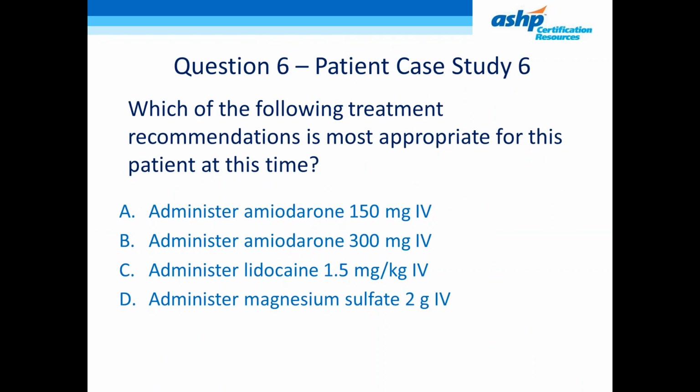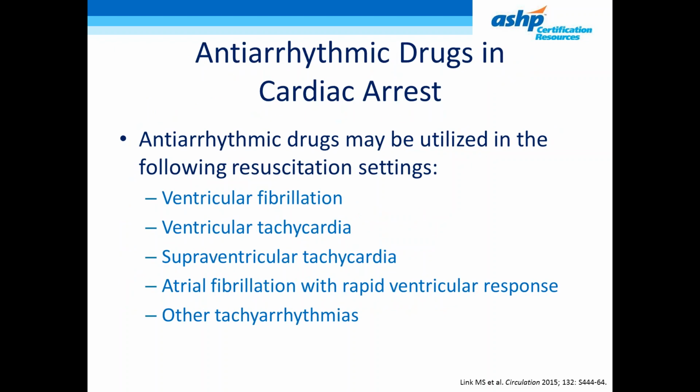Which of the following treatment recommendations is most appropriate for this patient at this time? A, administer amiodarone 150 milligrams IV. B, administer amiodarone 300 milligrams IV. C, administer lidocaine 1.5 milligrams per kilogram IV. Or D, administer magnesium sulfate 2 grams IV.